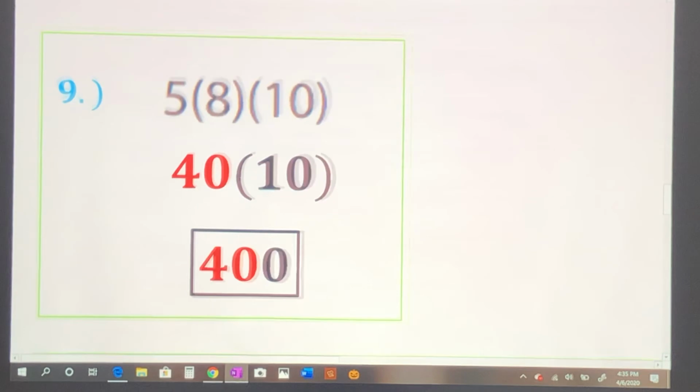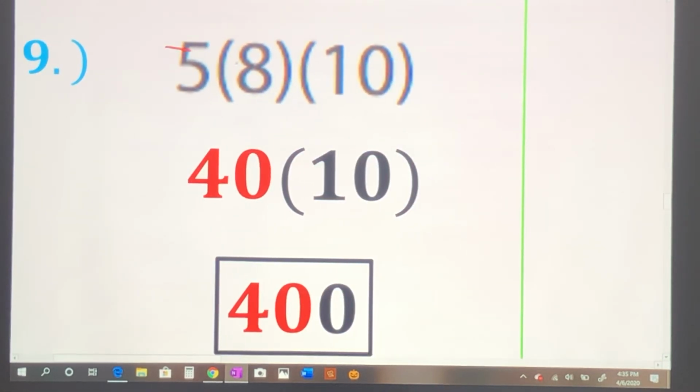Okay, first one's not too bad. I'm going to go 5 times 8 is 40. Bring down the 10. 40 times 10. Remember when you multiply by 10, you add a 0 or you move it once to the right? So you move it over. Boom, 400.